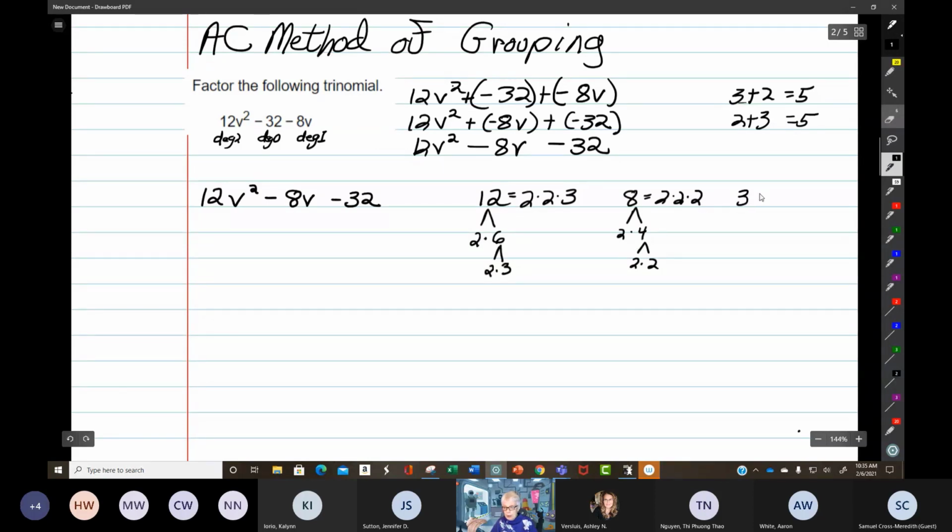And 32, what occurs to me right offhand is 4 times 8. But something else that 32 equals is 2 times 16. It doesn't matter where you start. 4 times 8, 4 breaks down into 2 times 2. 8 breaks down into 2 times 4. 4 breaks down into 2 times 2. So 32, oh my goodness, breaks down into 2 times 2 times 2 times 2 times 2. My goodness.